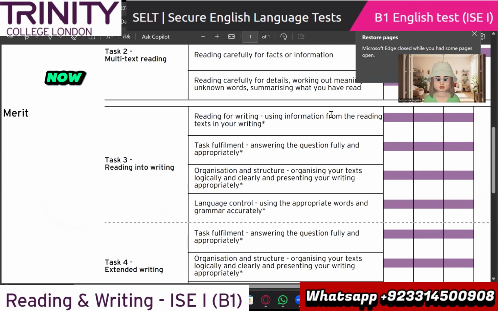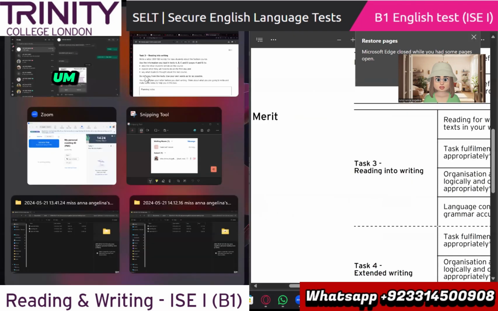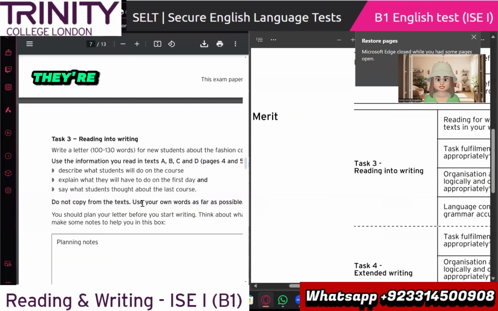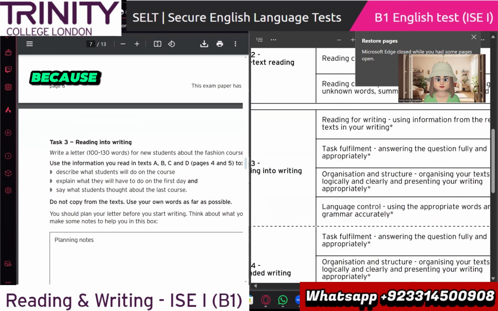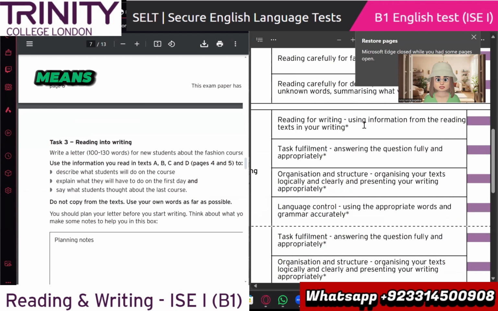Task fulfillment. They are saying in here, do not copy from the text. But we have to use information from the text, because reading for writing means using information from the reading texts. All right? You have to use information from the reading texts in your writing.